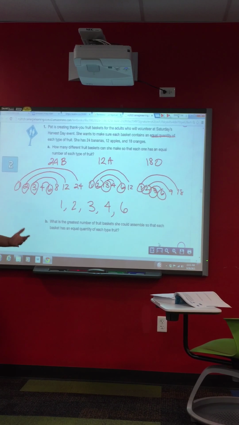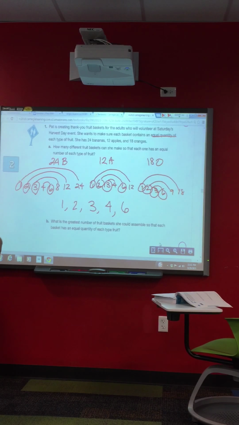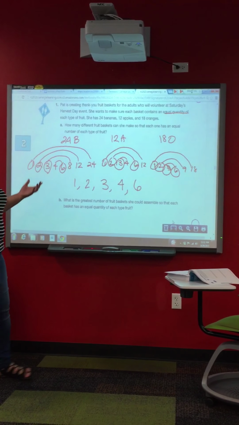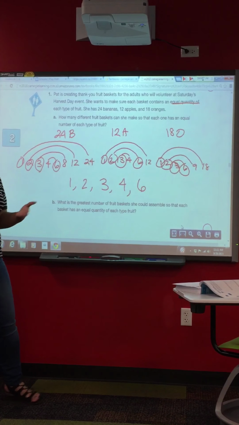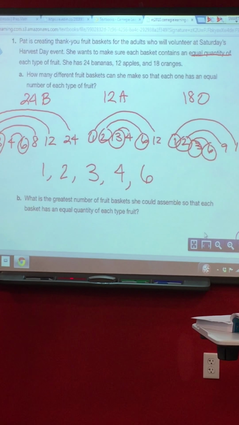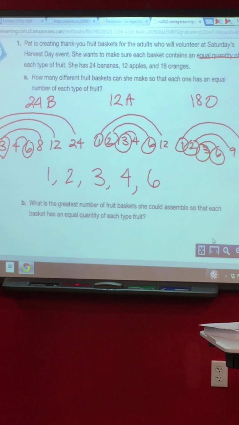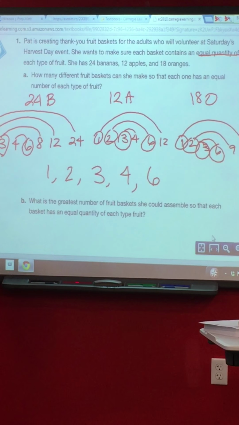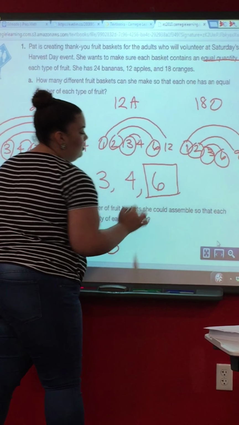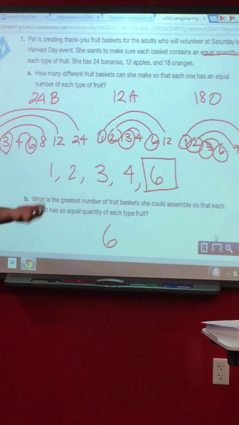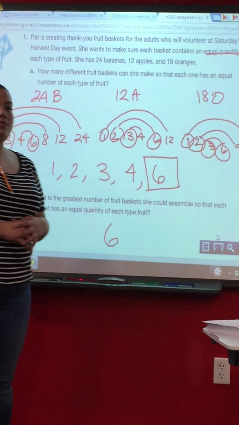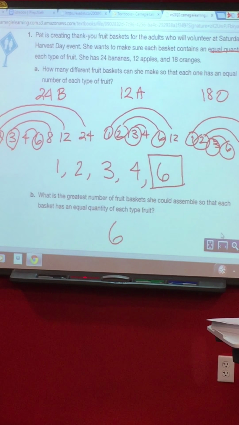So what we did here is we found common factors. But the vocab word that we work with is greatest common factors. So out of these numbers, part B, what is the greatest number of fruit baskets that she can assemble so that there is an equal quantity of each type of fruit? The answer is 6. Because again, the greatest number, she wants to be able to make as many baskets as possible. So she's going to go with her greatest common factor, which is 6. Okay?